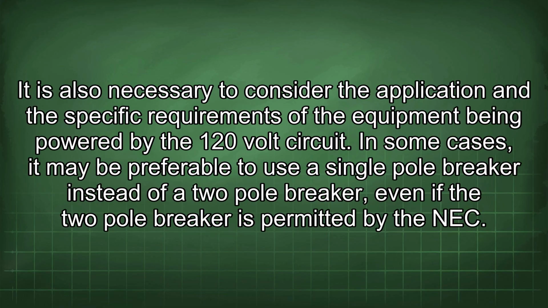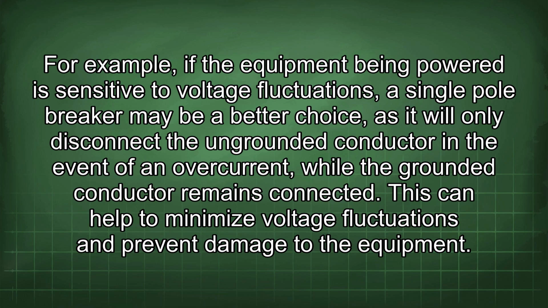It is also necessary to consider the application and the specific requirements of the equipment being powered by the 120-volt circuit. In some cases, it may be preferable to use a single-pole breaker instead of a two-pole breaker, even if the two-pole breaker is permitted by the NEC. For example, if the equipment being powered is sensitive to voltage fluctuations, a single-pole breaker may be a better choice, as it will only disconnect the ungrounded conductor in the event of an overcurrent, while the grounded conductor remains connected. This can help to minimize voltage fluctuations and prevent damage to the equipment.